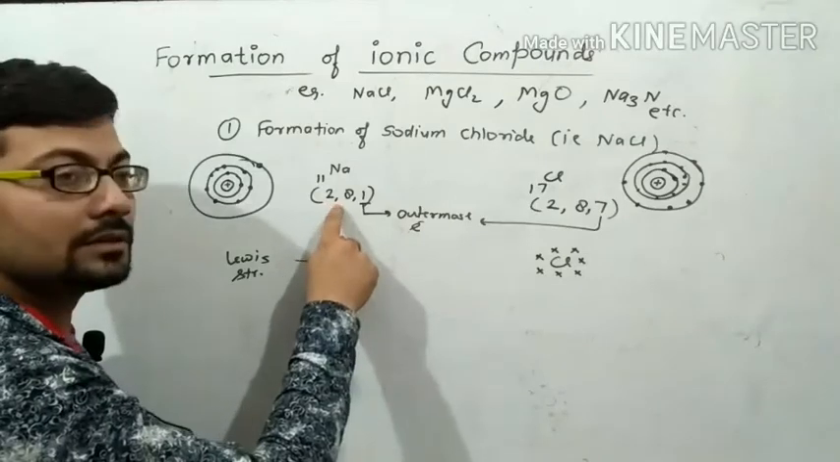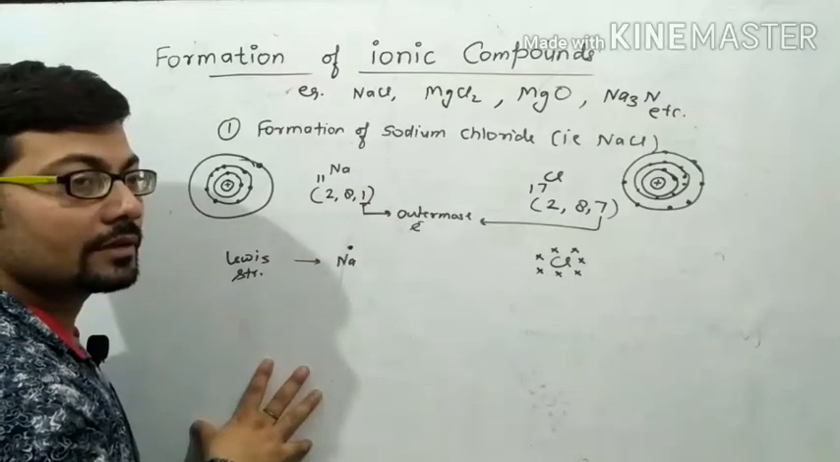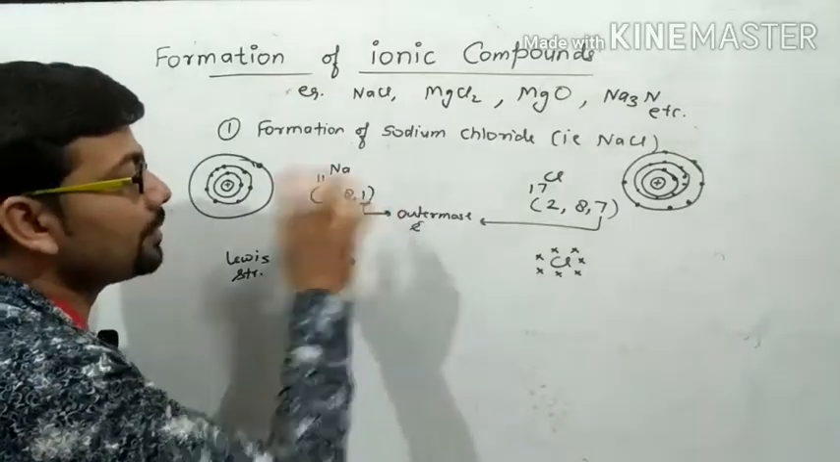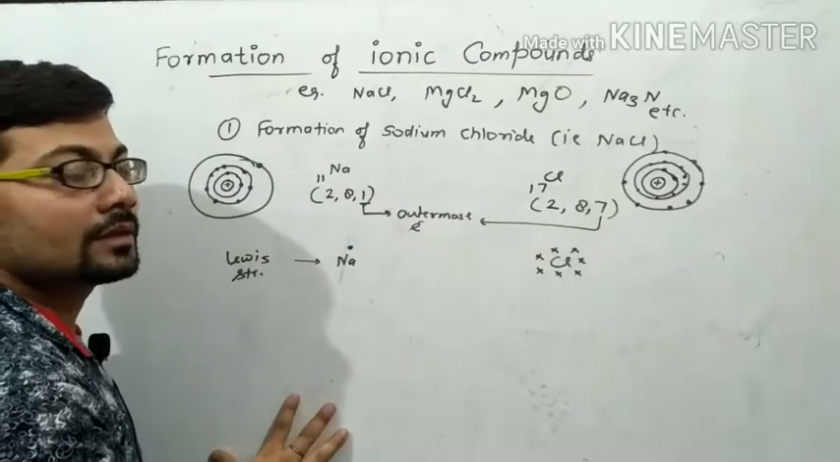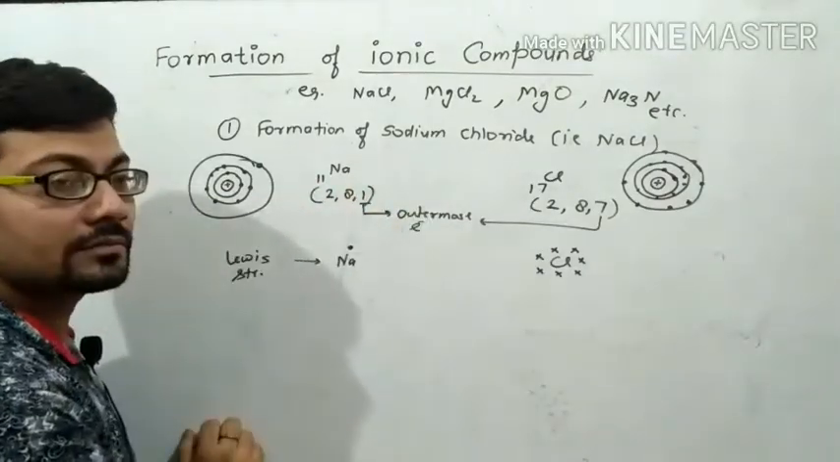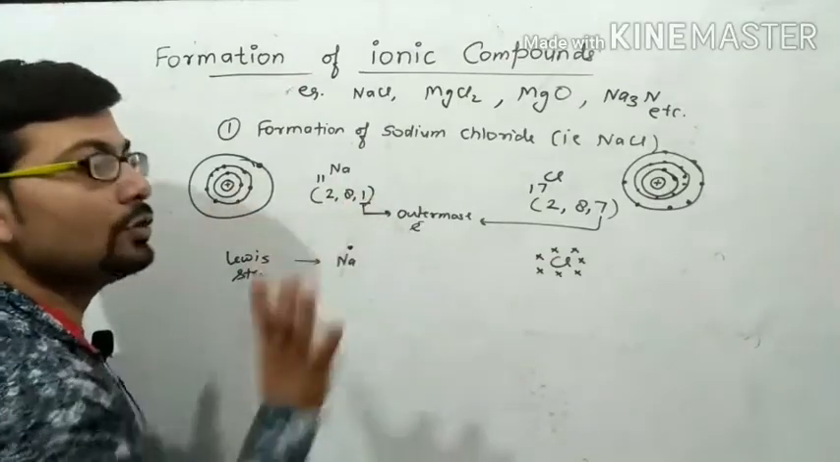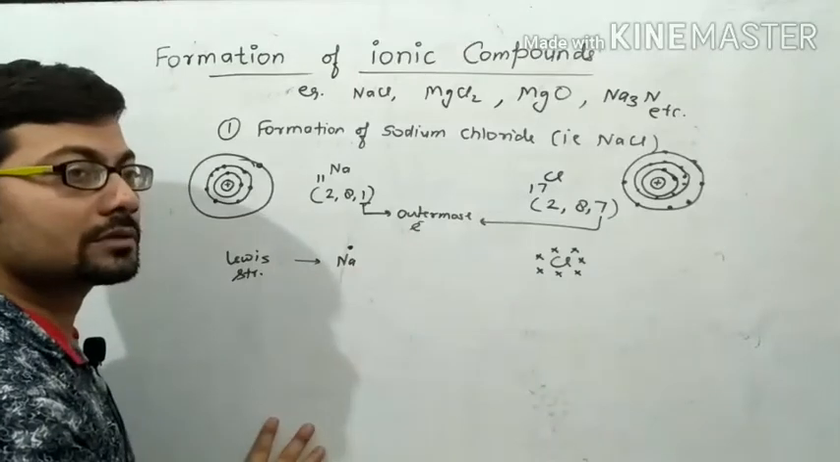8 electrons होना चाहिए. अब इसके पास यहाँ पर 1 इलेक्ट्रॉन, या तो अपना ऑक्टेट कंप्लीट करने के लिए 7 इलेक्ट्रॉन्स को ले ले, या 1 इलेक्ट्रॉन को लूज कर दे, अभी आउटरमोस्ट बन जाए. तो 1 इलेक्ट्रॉन को लूज करना आसान है as compared to taking 7 electrons.